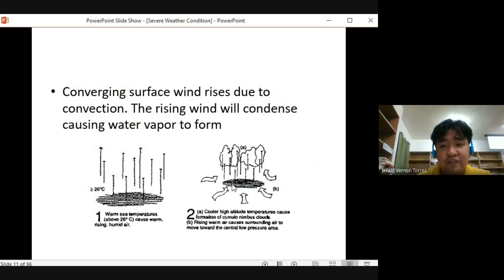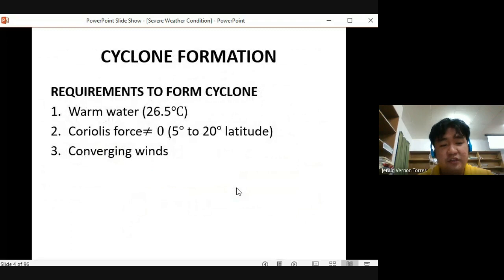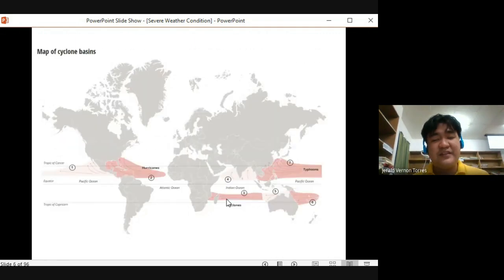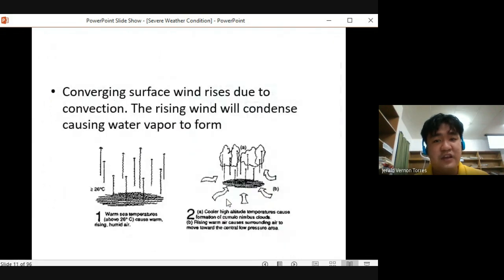This converging of trade winds is very important, class, because it's the trigger. It's actually the trigger for the formation of typhoon, hurricane, and cyclone. That is why, as I told you, the third important thing needed in order to form a typhoon is your converging winds. And now, class, let us begin examining how a typhoon, hurricane, or cyclone forms. How do they form? First, you need warm water, not less than 26.5 degrees Celsius. So it should be 26.5 degrees Celsius or higher.